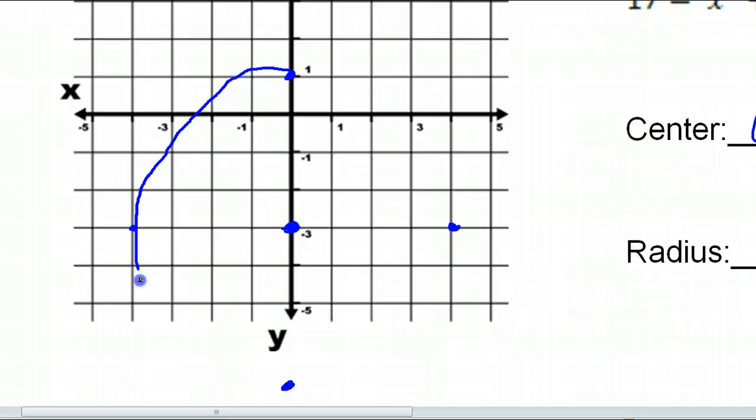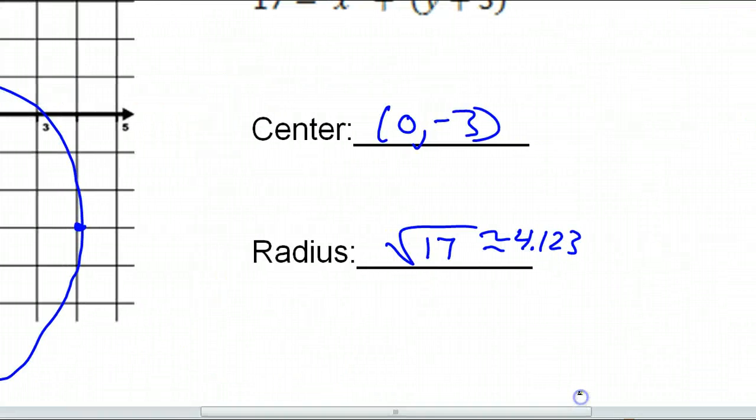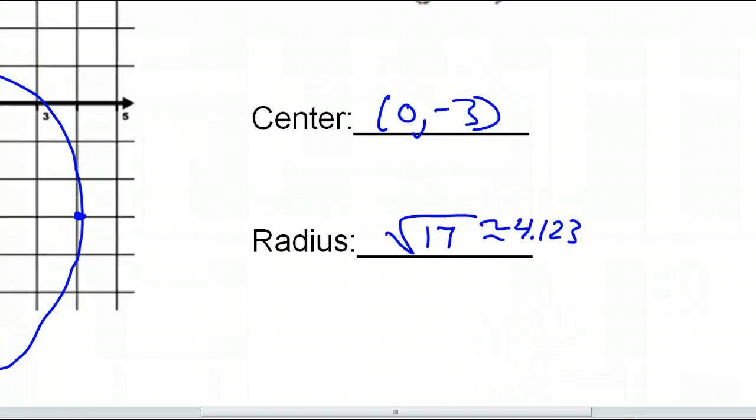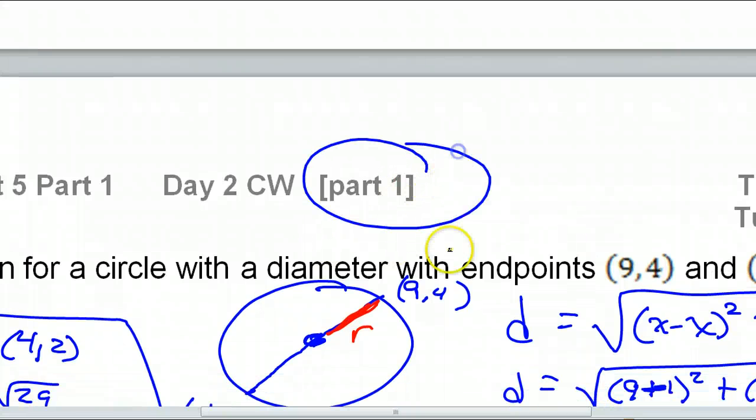Whoa, worst circle ever. Okay? Any questions on that one? All right. Now, hopefully you noticed that this was classwork part 1. So what does that imply?